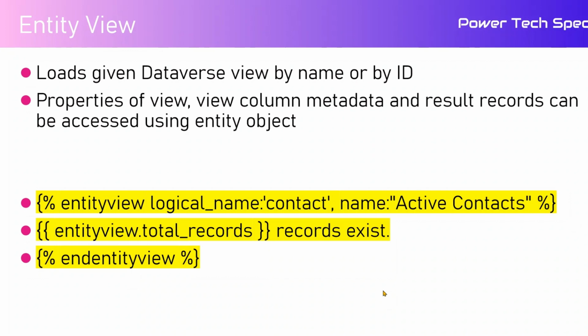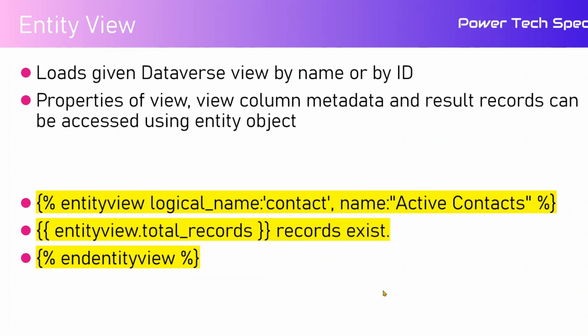So you can basically iterate through the content of that particular view list item and display that record within your site, or maybe you can even display the content of that record item. So basically the properties of views, view column metadata and results records can be accessed using this entity object.